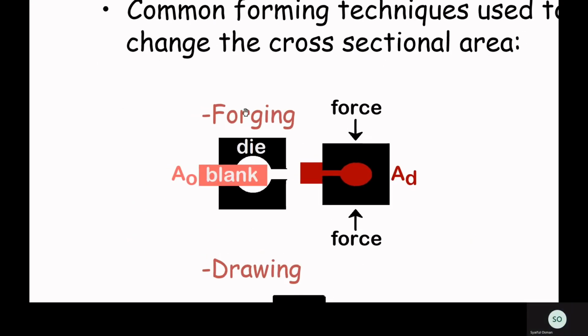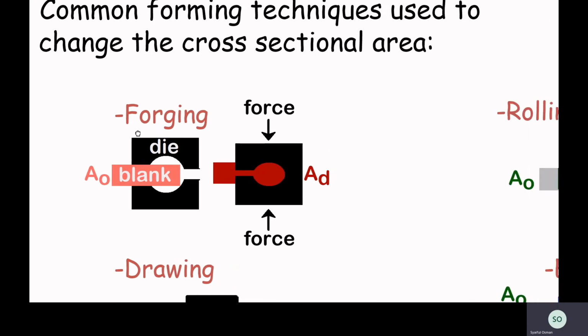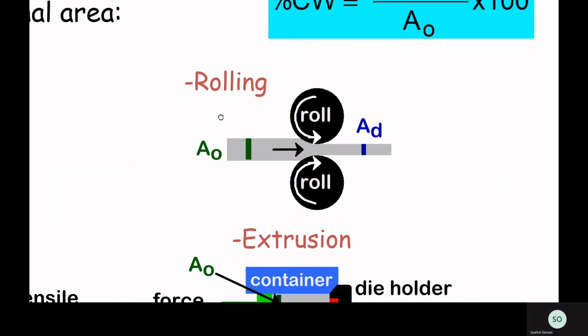Let's take a look at the forging process. Forging deforms the metal into a die cavity, and this will produce a relatively complex shape, such as an automotive crankshaft or connecting rod. Then we have the rolling process, where we use rollers to reduce the thickness of the material. This process can be used to produce a metal plate, sheet, or foil.